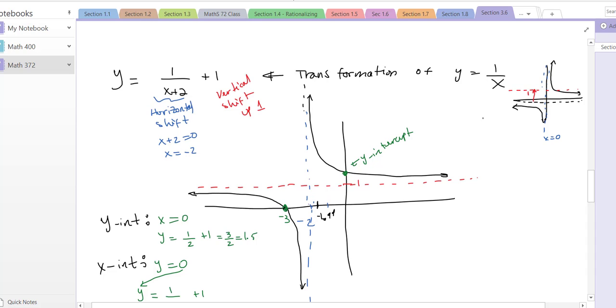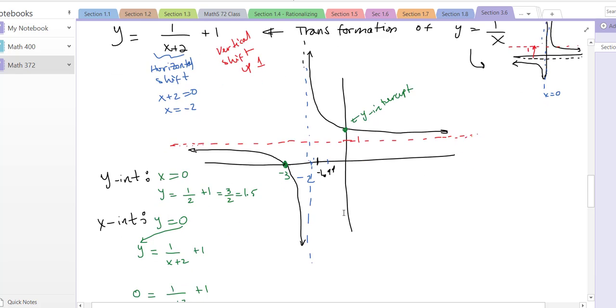The graph of y equals 1 over x doesn't cross the horizontal asymptote, so this one shouldn't either. It's okay to cross a horizontal asymptote, you just can't cross a vertical asymptote. So these are transformations of 1 over x.